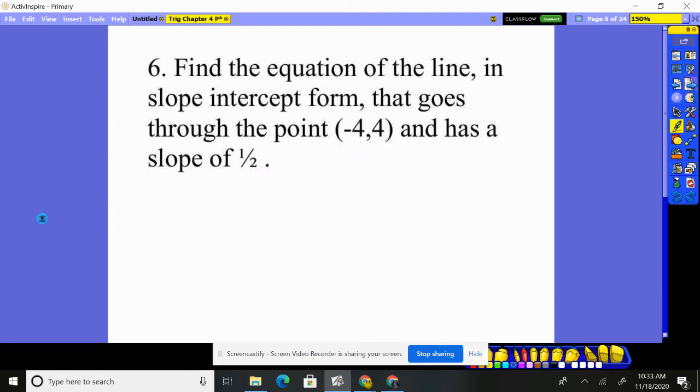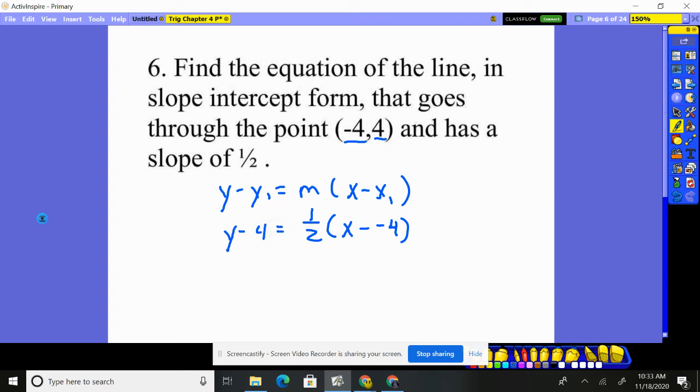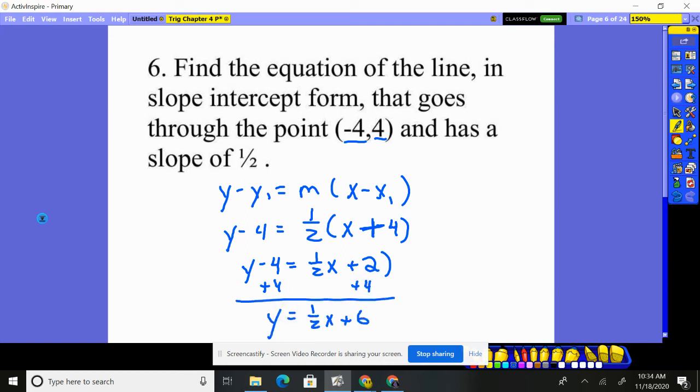Number 6, okay? Y minus y sub 1. If they ask me for an equation, this is the only thing I'm ever going to use, right here, the point-slope formula. So we have a slope. Slope's a half. The x sub 1 is -4, and the y sub 1 is +4. Y minus 4 equals a half times x, that's a plus, 4. Half times 4 is 2. I now add my 4, y is equal to a half x plus 6.